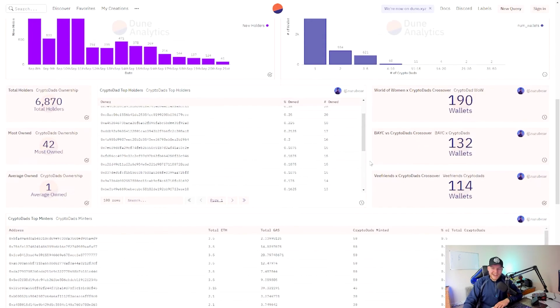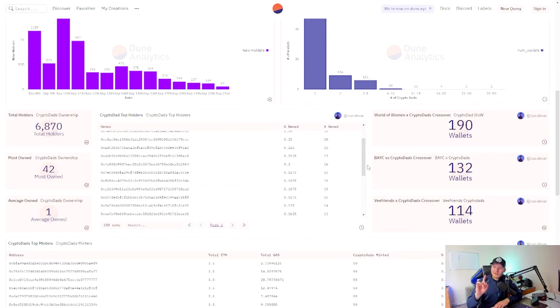One of the other really interesting aspects of this one that I really liked was the comparison crossovers between who held what things in different areas. So for World of Women, there's 190 wallets. For Bored Ape Yacht Club, there's 132. And for V Friends, there's 114. So it shows quite notable NFT projects. There is other people getting into that with their wallets that include those types of things, which is always a really good thing to see as well.